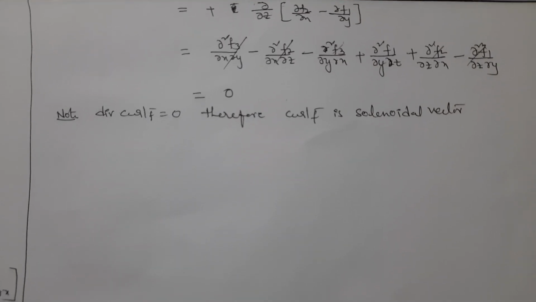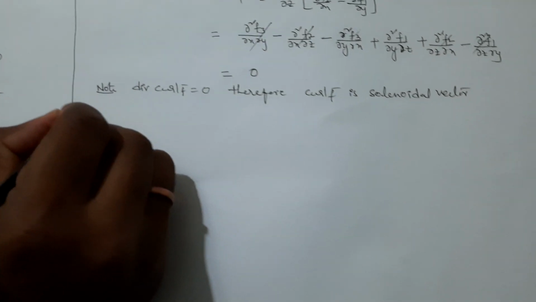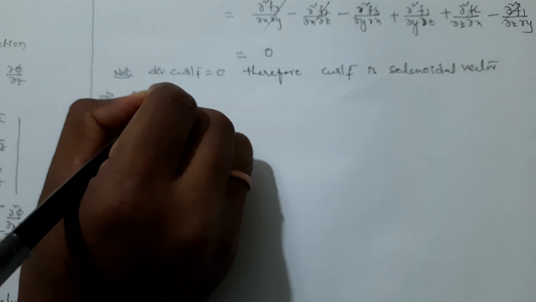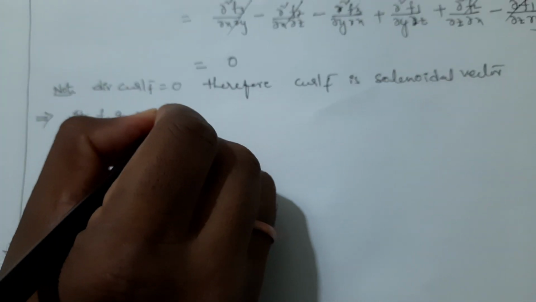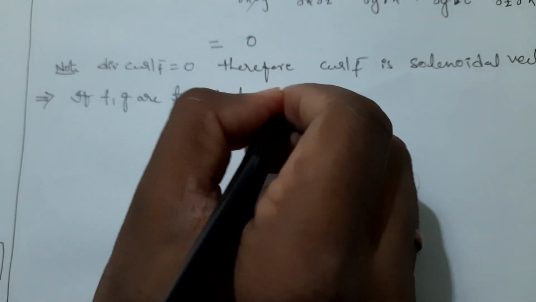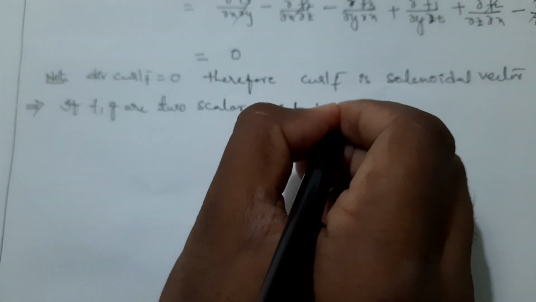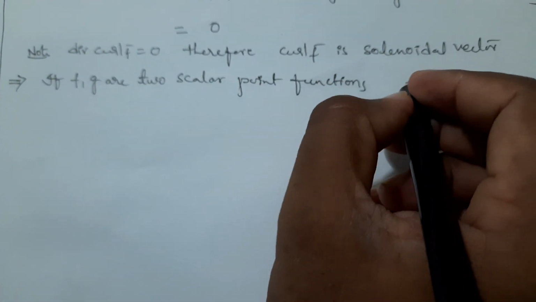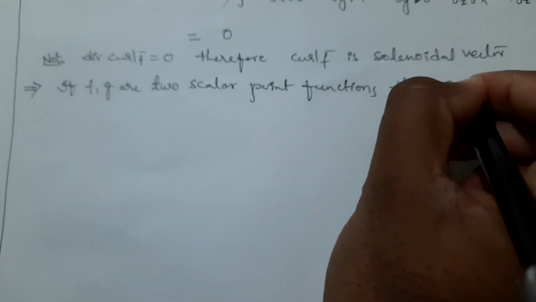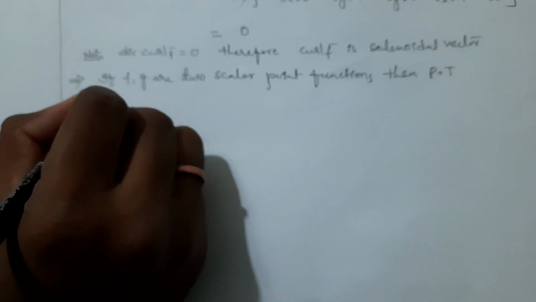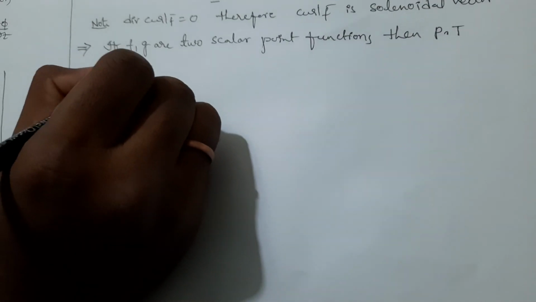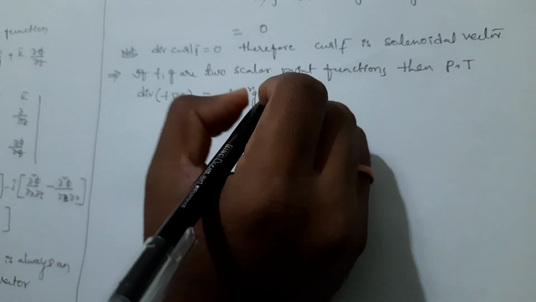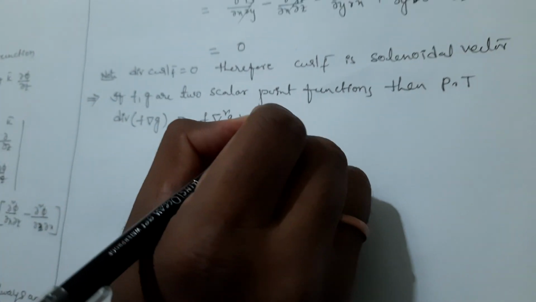Next theorem is, prove that if f and g are two scalar point functions, then divergence of f del g is equal to f into del square g plus del f dot del g.